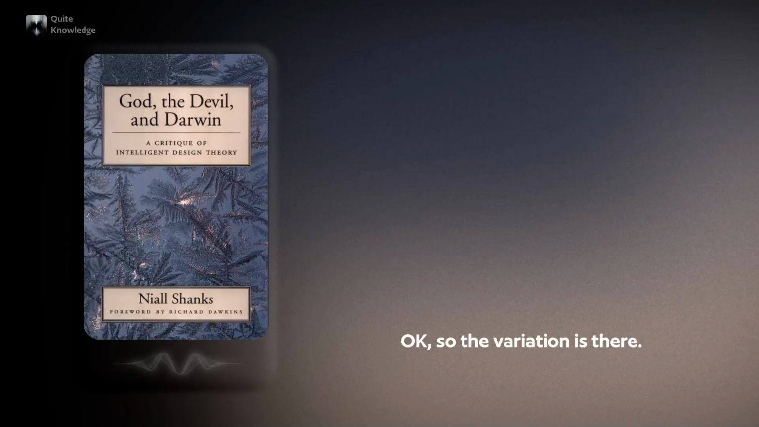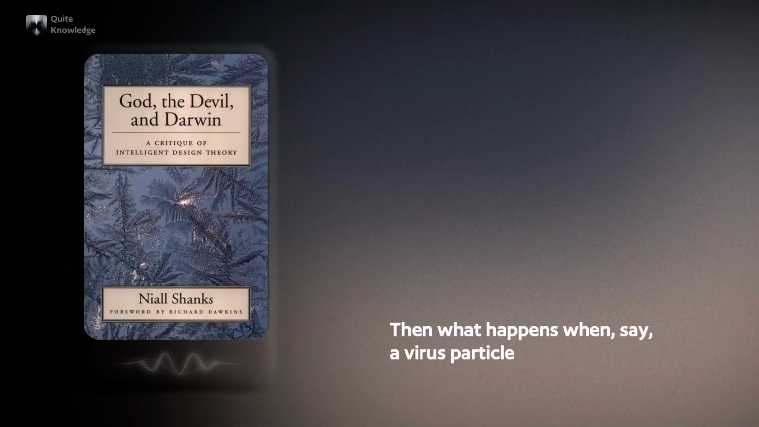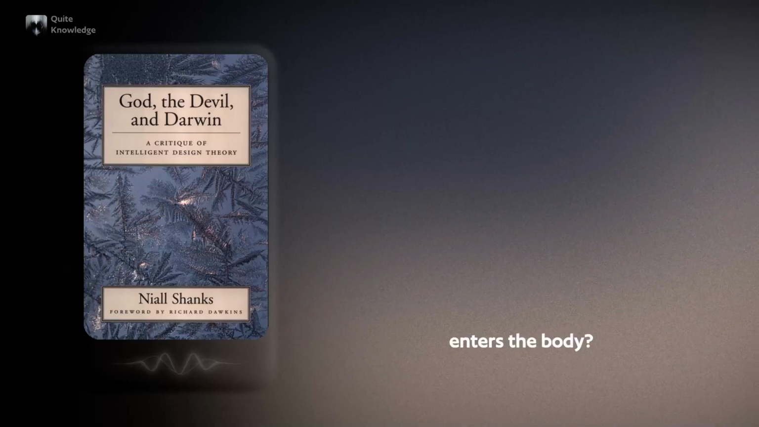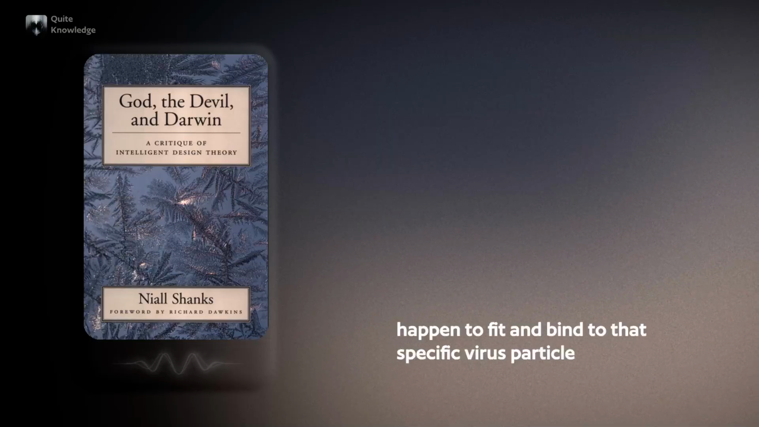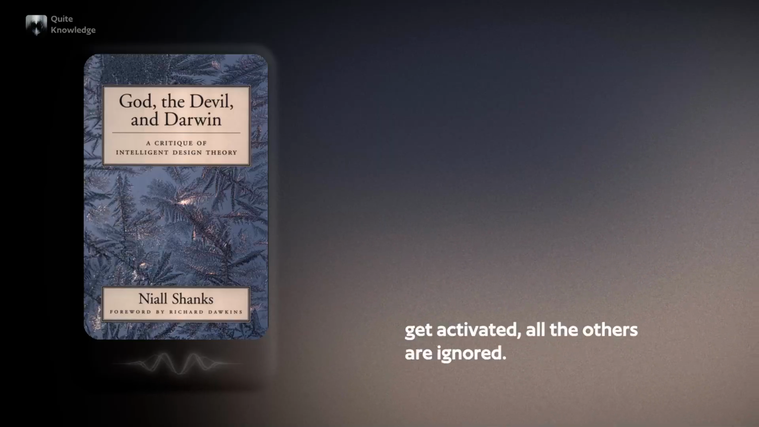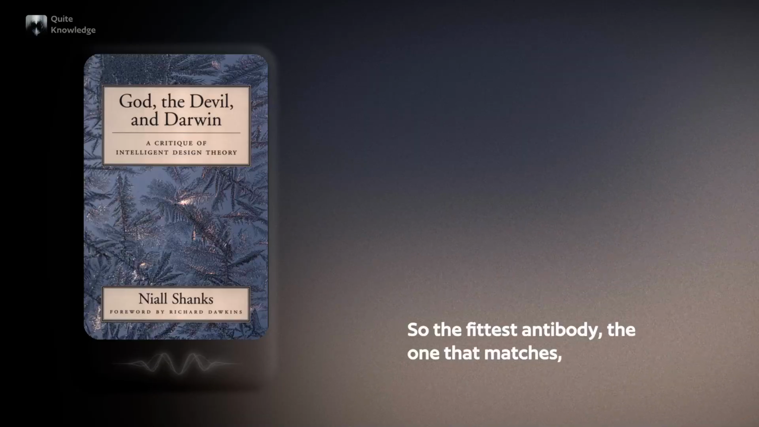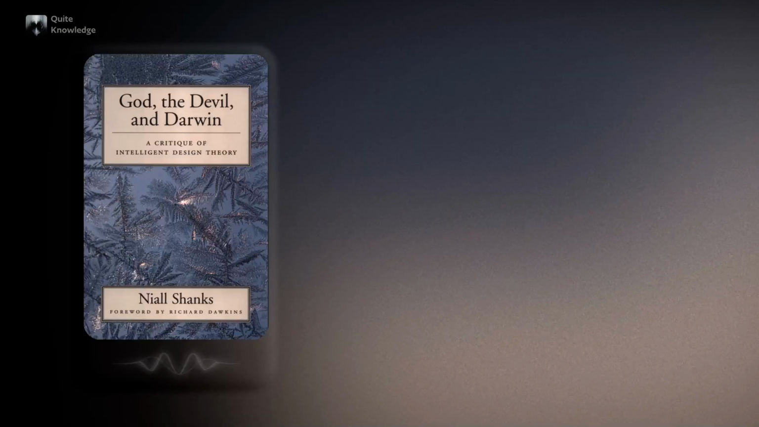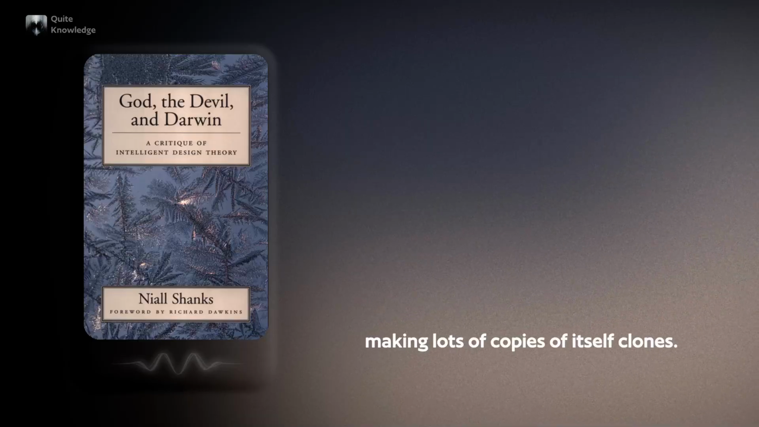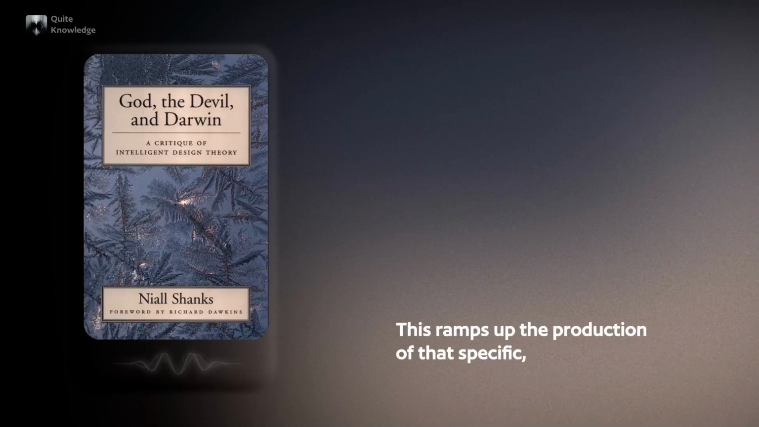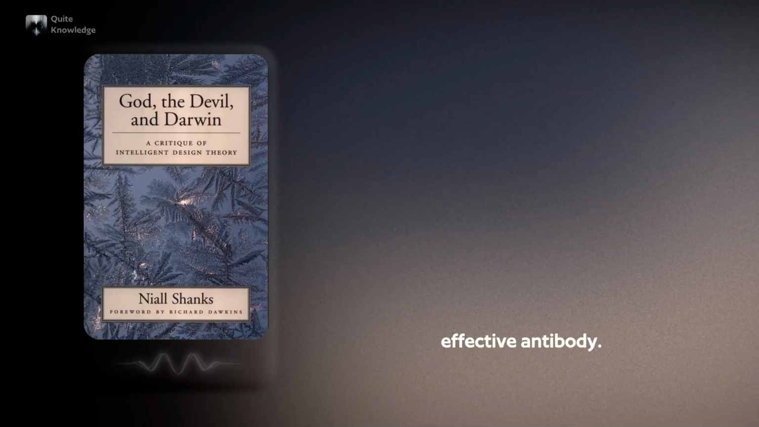Okay, so the variation is there. Then what happens when, say, a virus particle enters the body? Then comes selection. Only the B cells whose randomly generated antibodies happen to fit and bind to that specific virus particle get activated. All the others are ignored. So the fittest antibody, the one that matches, is selected. It's selected. And then comes amplification. That selected B cell gets stimulated to divide rapidly, making lots of copies of itself, clones. This ramps up the production of that specific effective antibody.